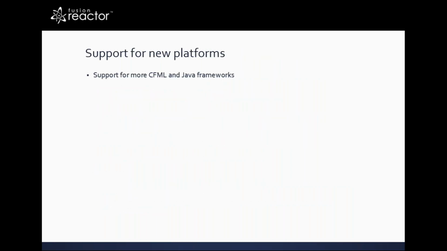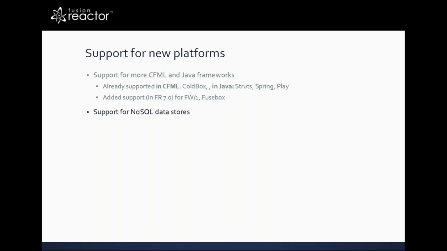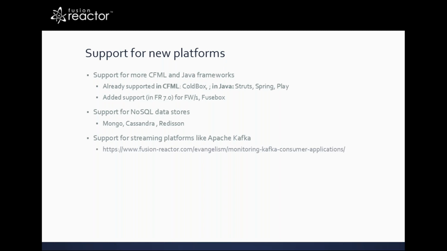There's also, as I said, support for new platforms. So it already supported ColdBox, Struts, Spring, and Play, and now it also supports Framework 1 and Fusebox. And there is now support for Mongo, Cassandra, and Redis as NoSQL stores, and then Apache Kafka. So I'll just say that for those who know what those things are, they're now supported. And there's a little bit more on Kafka. So if you just Google FusionReactor Kafka, you'll find this article.